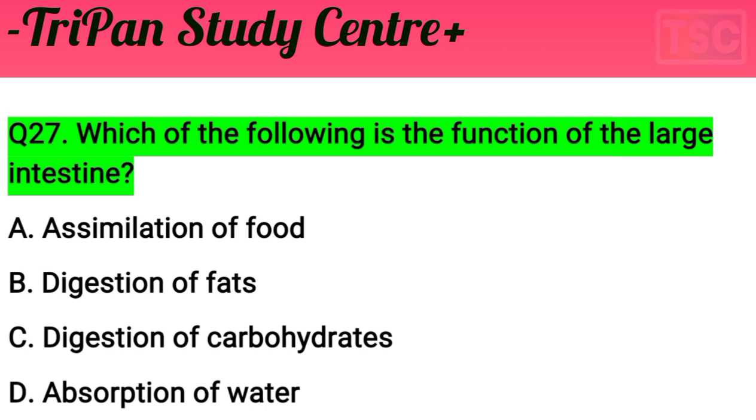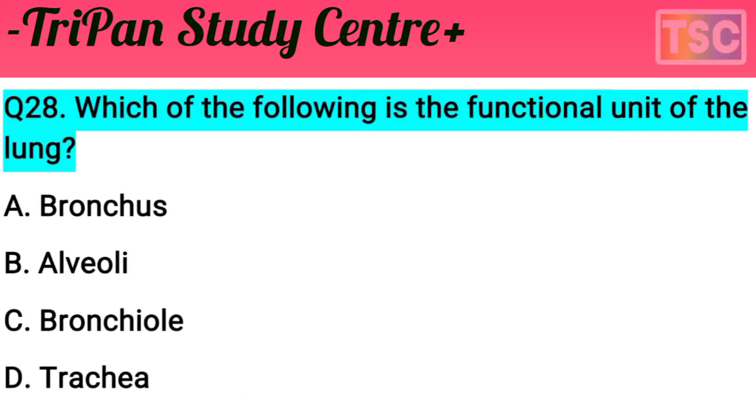Let's see the next question. Next question on your screen. Which of the following is the functional unit of the lung? A. Bronchus, B. Alveoli, C. Bronchiole, and D. Trachea.